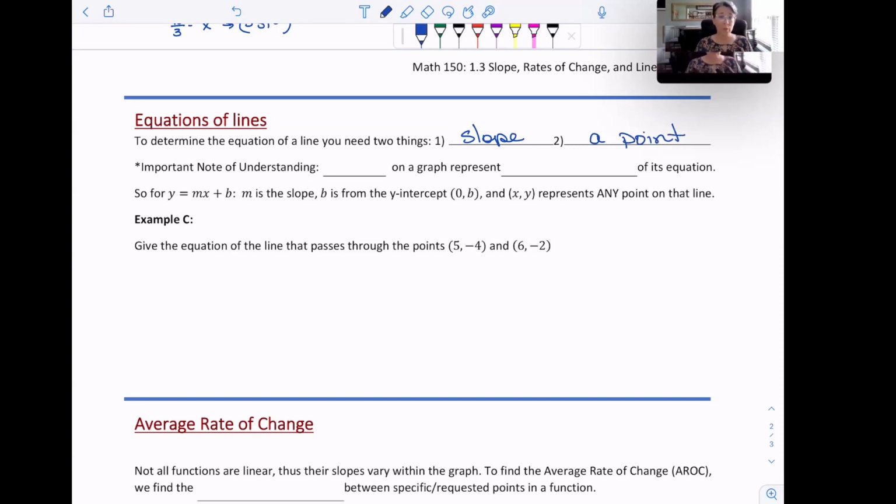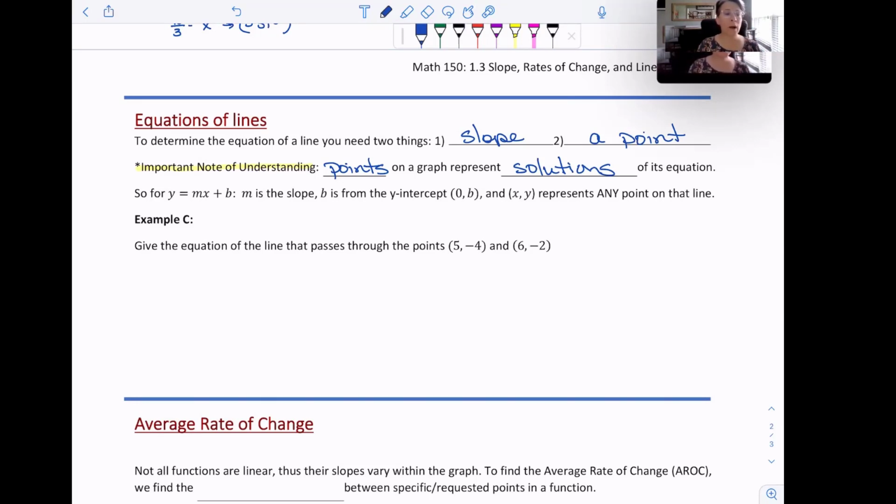And that point has to be on that line. Now, here's an important note of understanding. You might want to go like this. Okay, that point on a graph represents, or I should say points, plural, on a graph represent solutions of its equation. So every solution to the equation is represented as a point on its graph.